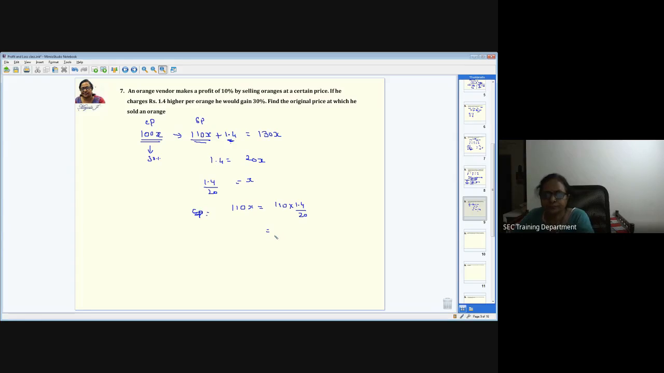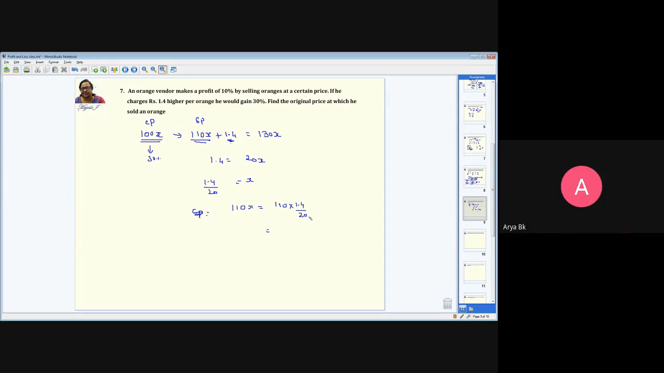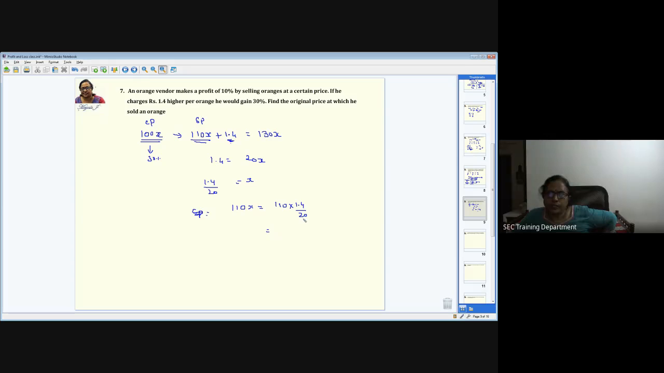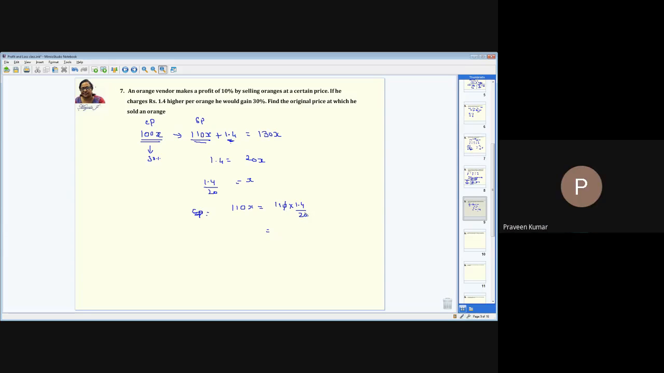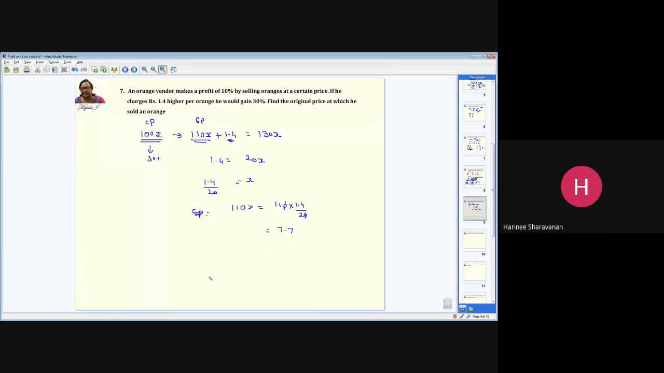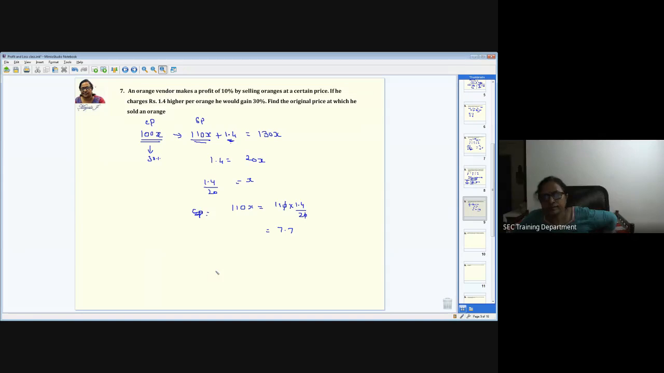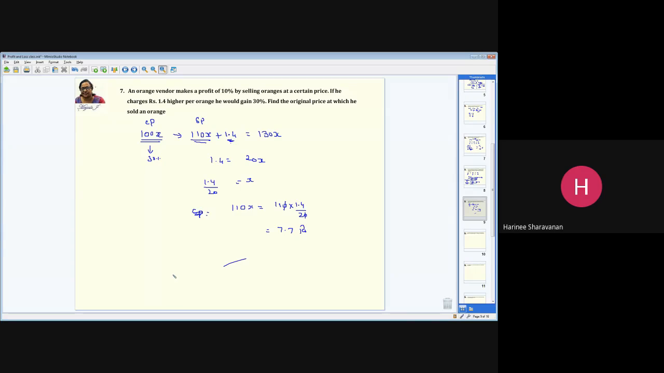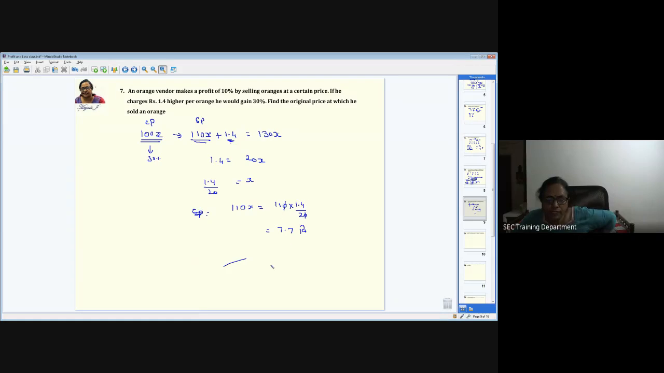How much is it? 1.4 by 20 gives 7.7. So 7.7 rupees. If you have a doubt, even I didn't check that. Kindly do that later.